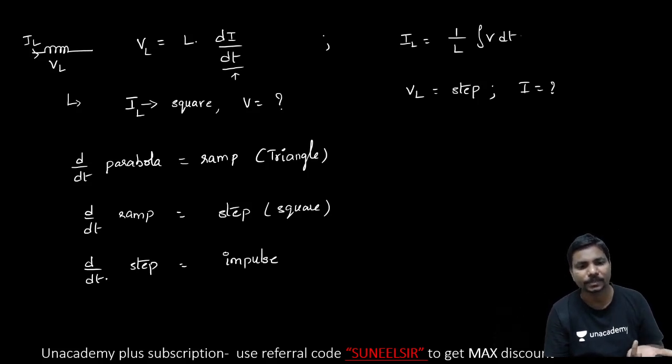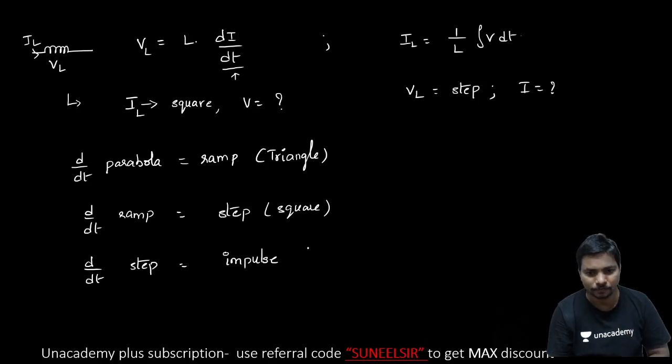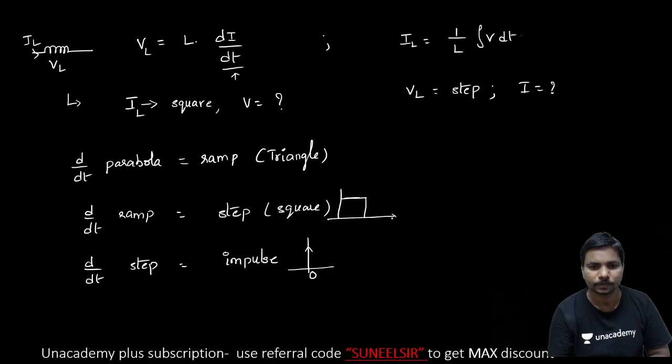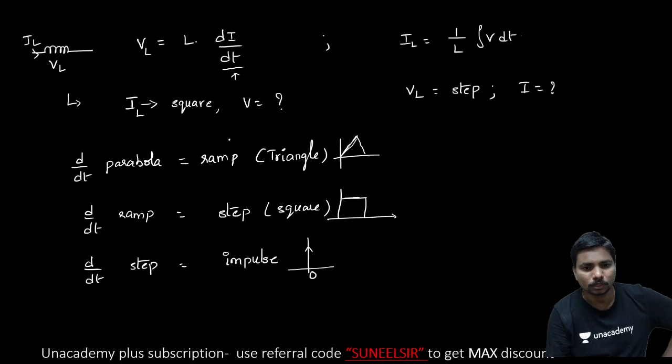That means differentiation reduces the order: parabola, then ramp, which is directly proportional to x. Differentiation of a step is just an impulse. We know very well this is the impulse; it is zero everywhere except on the y-axis. This is the step or square. And a ramp is like this, a triangle, which is linear. If you differentiate linear x, you will get a step, a constant value like 1.